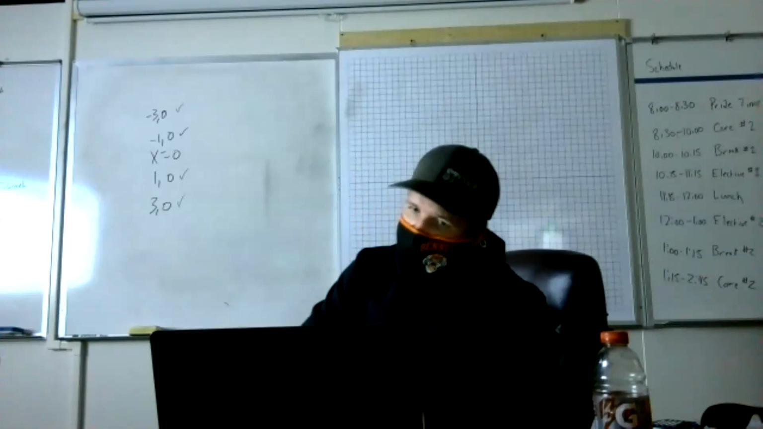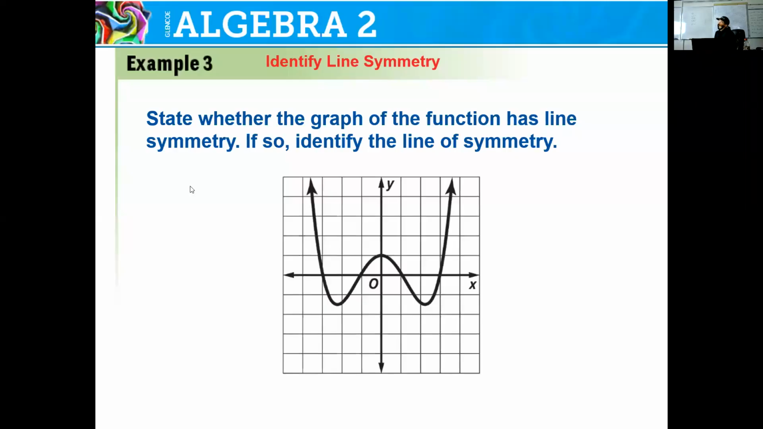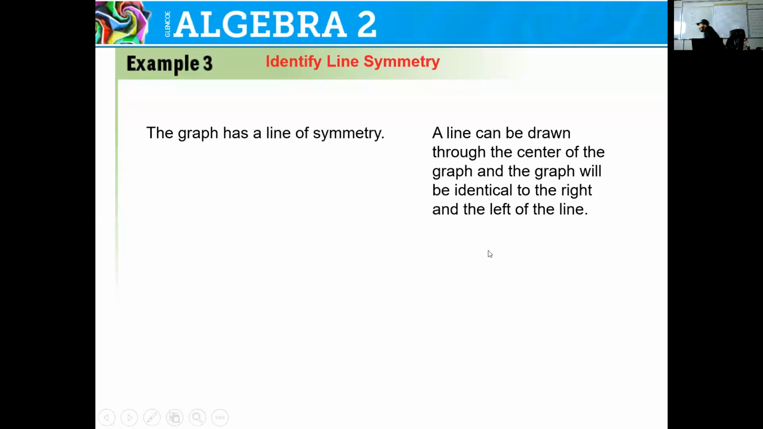So we're identifying where we think the line of symmetry falls, and then we want to try and support it. I'm not going to ask you to build the table. They just ask, does it have line symmetry or does it not? If it does have line symmetry, we need to give a line though. So the graph has line symmetry. The line can be drawn through the center of the graph, and the graph will be identical to the right and to the left.